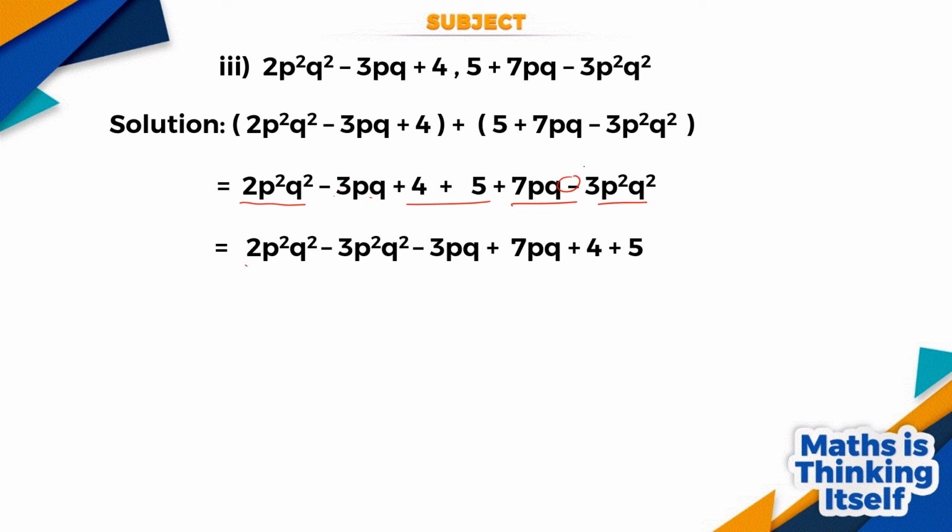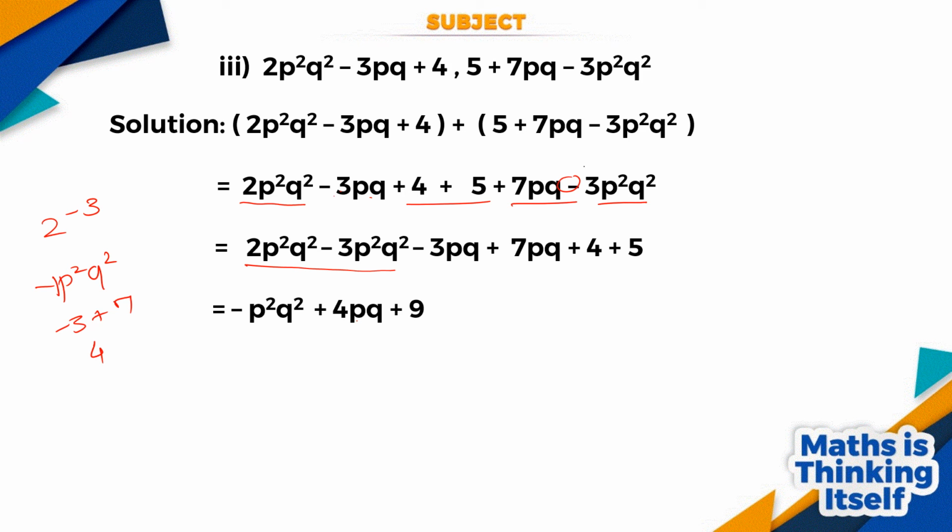So here 2 is the coefficient of first and second minus 3. 2 minus 3 gives minus 1. So minus 1 p square q square means minus p square q square. So write there. Similarly here minus 3 plus 7 you get coefficient 4. So 4 times pq and 4 plus 5 is 9, and which is the final answer.